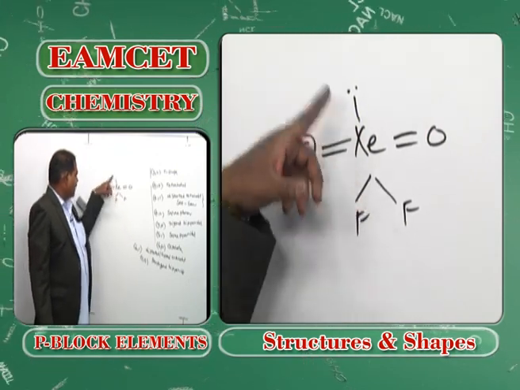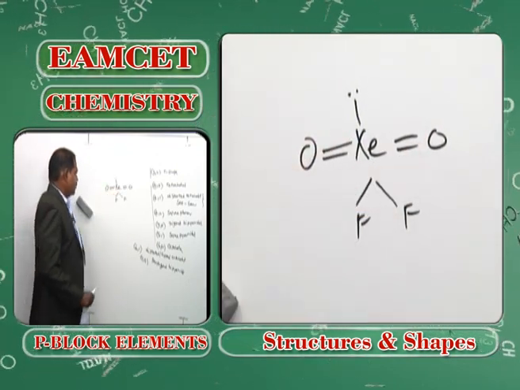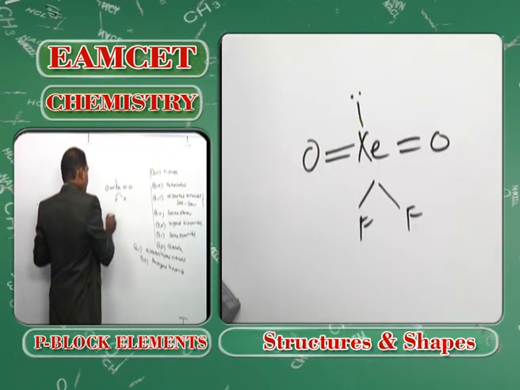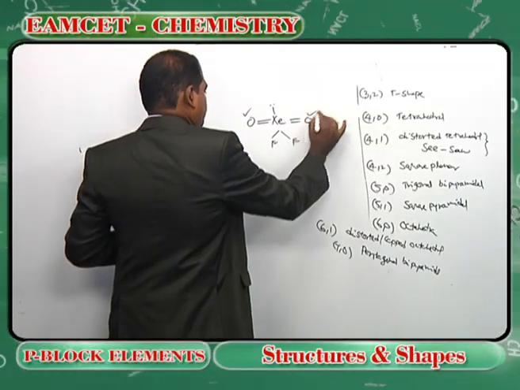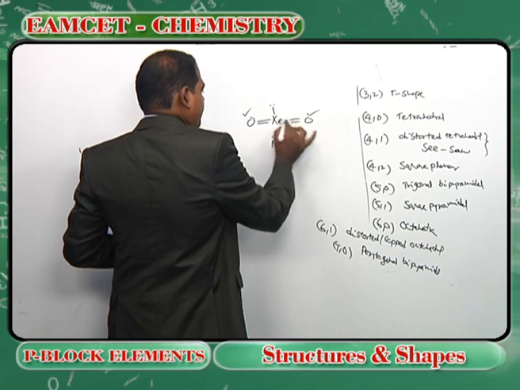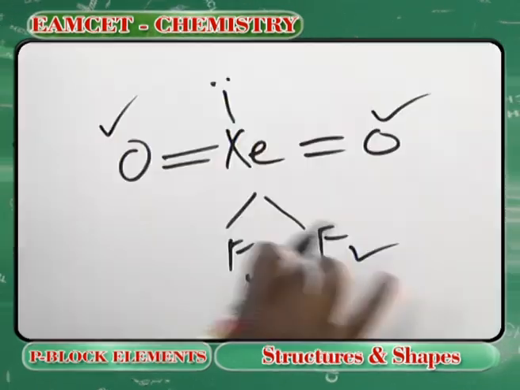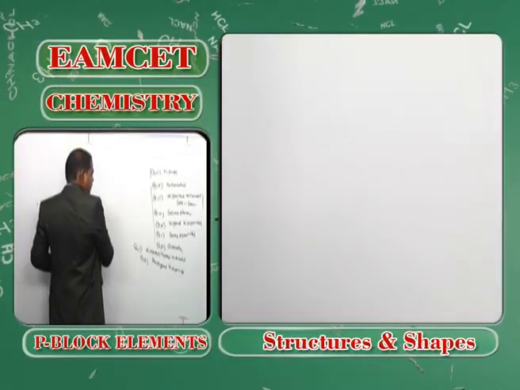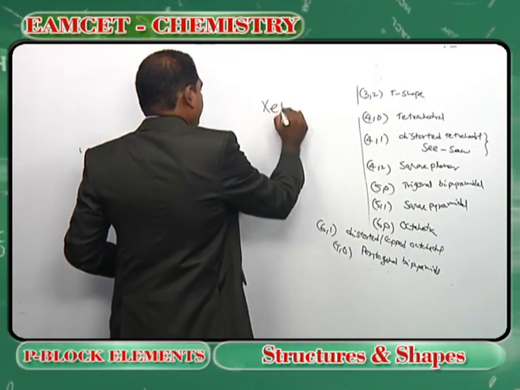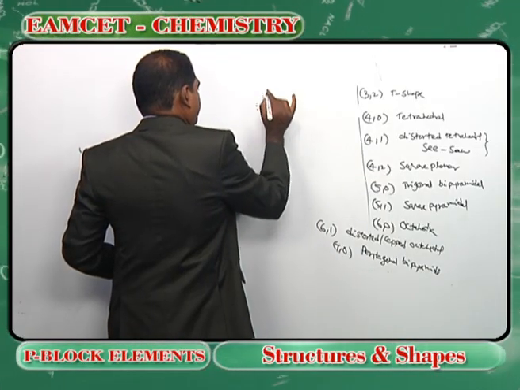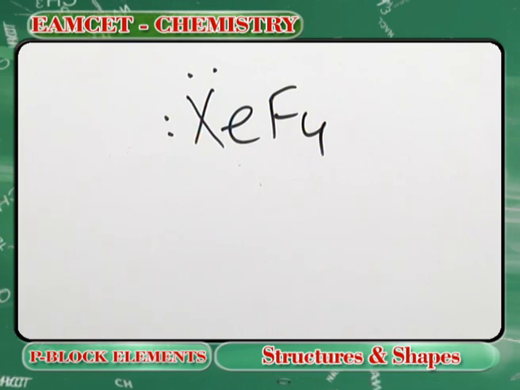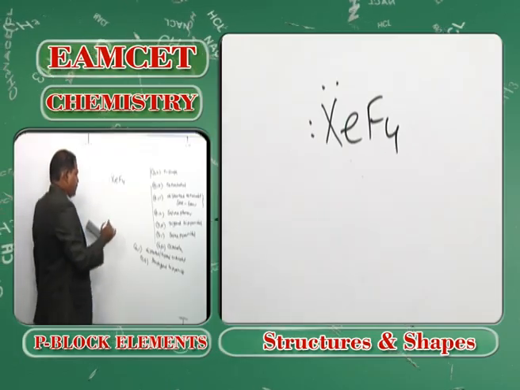You should only remember that it has 4 bond pairs and 1 lone pair. 4 guest atoms, 1, 2, 3, 4. Don't look at the number of bonds, only count the guest atoms: 1, 2, 3, 4. 4 bond pairs, 1 lone pair. Square planar, XeF4: 4 bond pairs, 2 lone pairs.